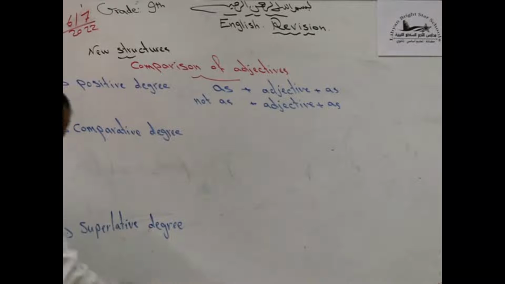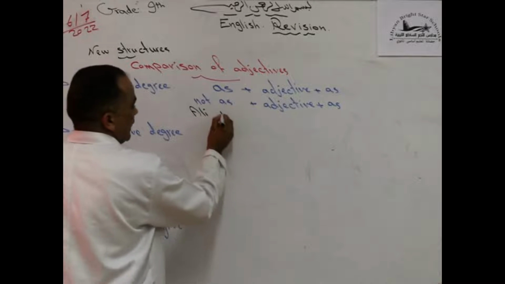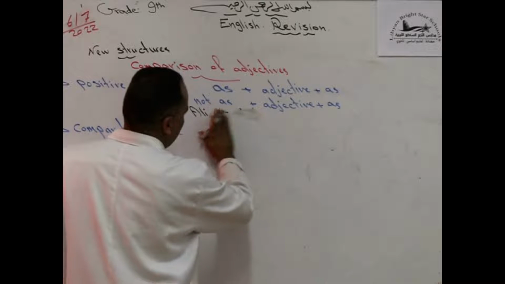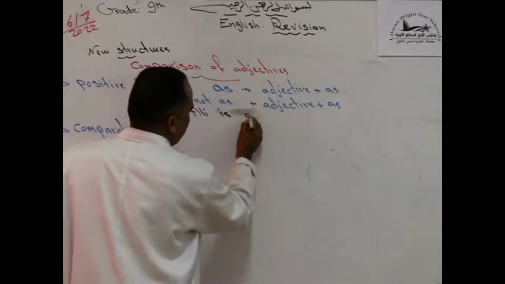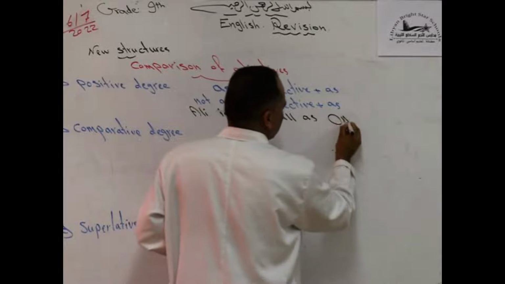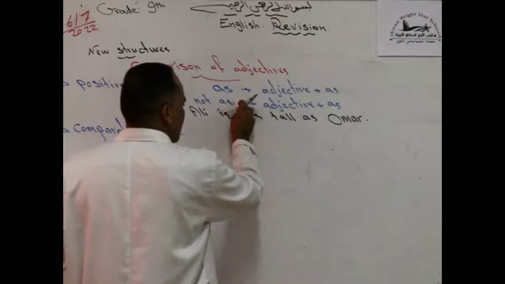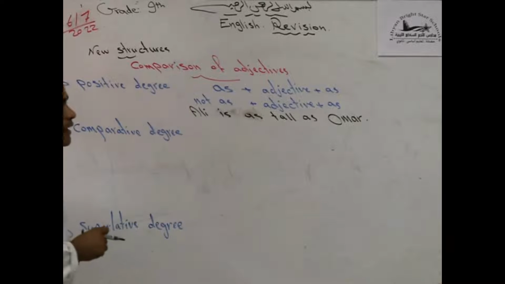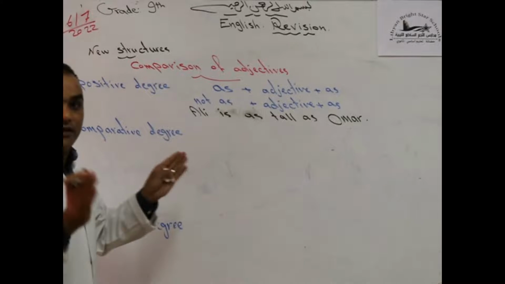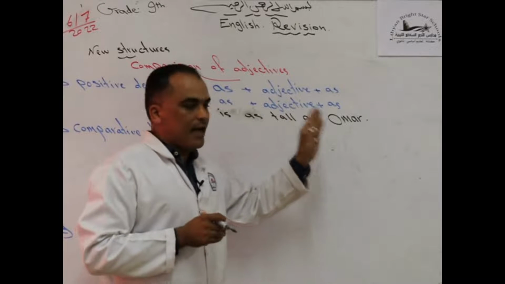For example, Ali is as tall as Omar. In this sentence, Ali and Omar equally share the same attribute. Ali is as tall as Omar. As adjective as here is used to say that two people or two things equally share the same attribute. Ali is as tall as Omar.